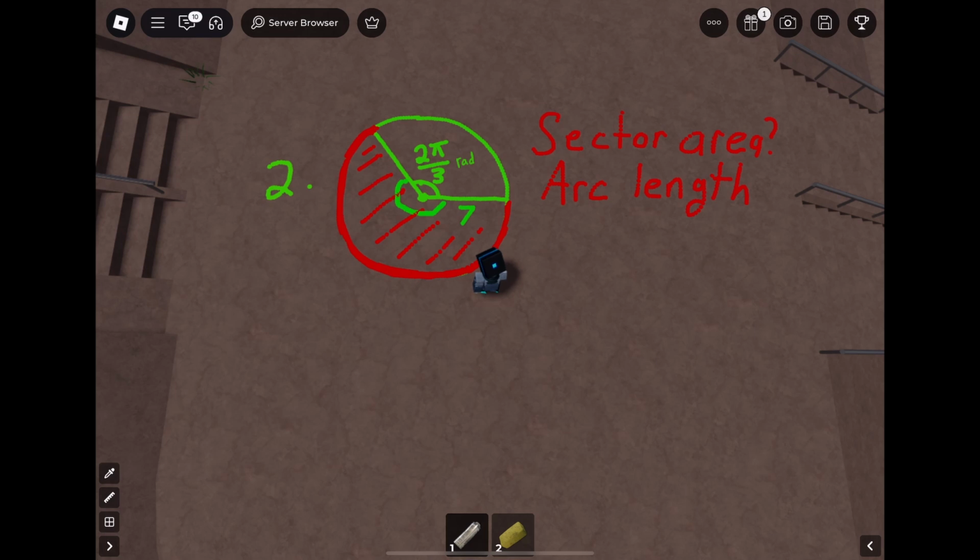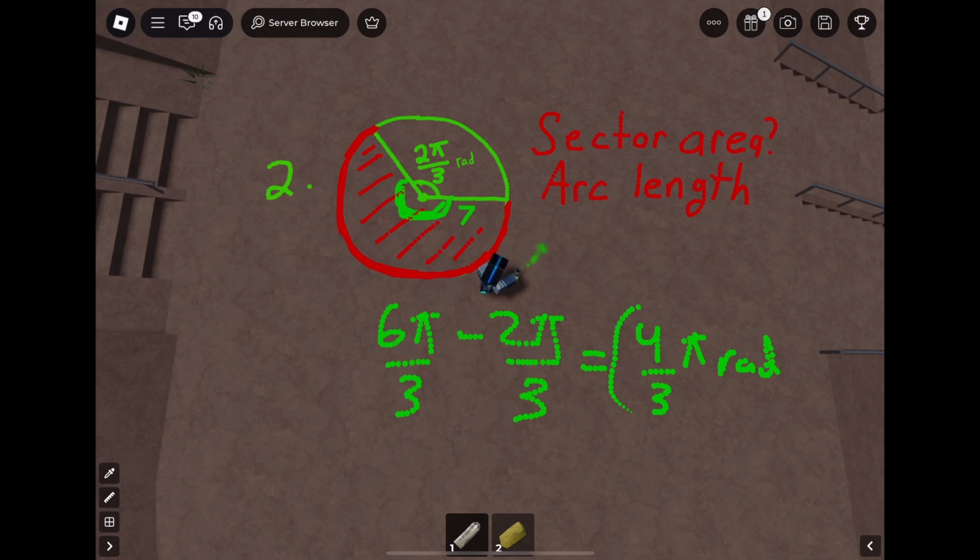What you need to know is that the sum of the angles in a circle has to be 2 pi radians in total. That's the total number of radians in a circle. So if we just subtract 2 pi over 3 from 2 pi, we'll find the number of radians that this angle is supposed to be. So let's do that. 2 pi minus 2 pi over 3. Well, 2 pi is just 6 pi over 3. And then that's just 4/3 pi radians. So this is our theta.